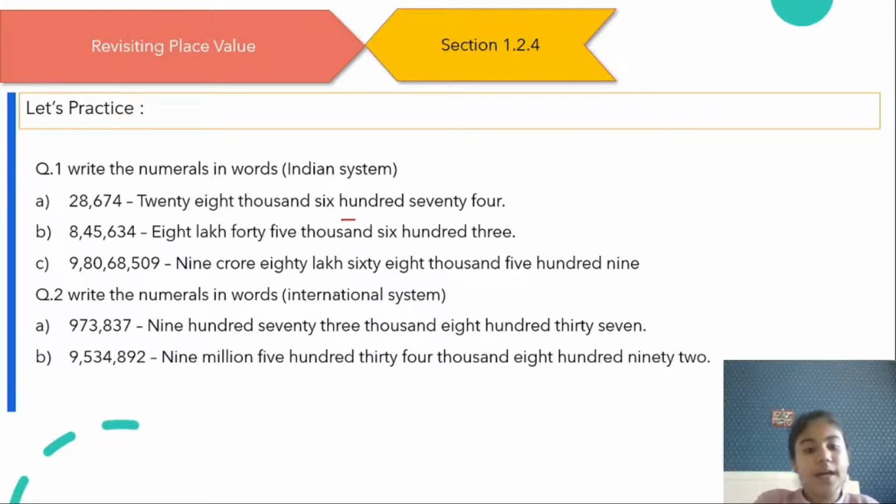Next we have the international place value system. So here we will read according to the international place value system, not Indian. You need to pay attention to this: is it international or Indian, so you don't make mistakes. So we'll spell this as 973,837. Next up we have 9,534,892. Okay, I hope you're clear with this.